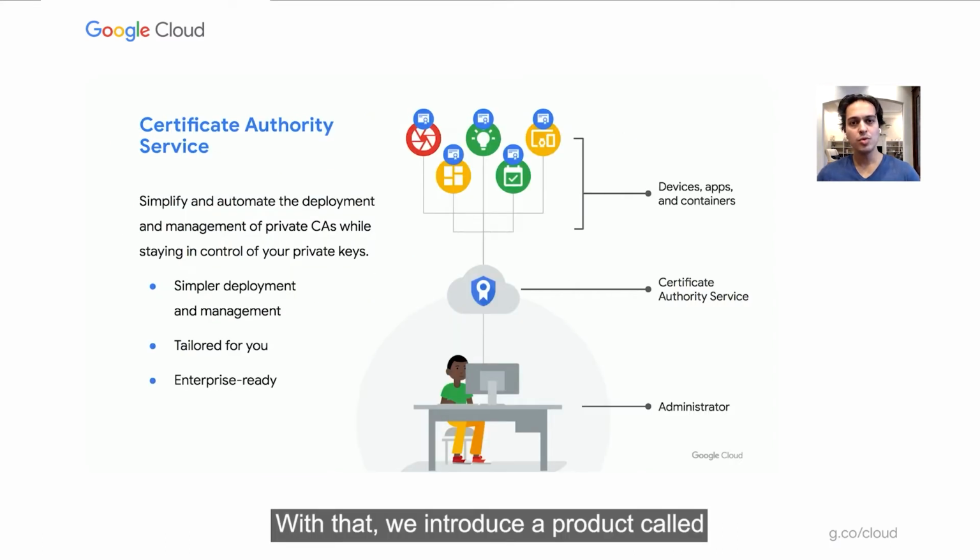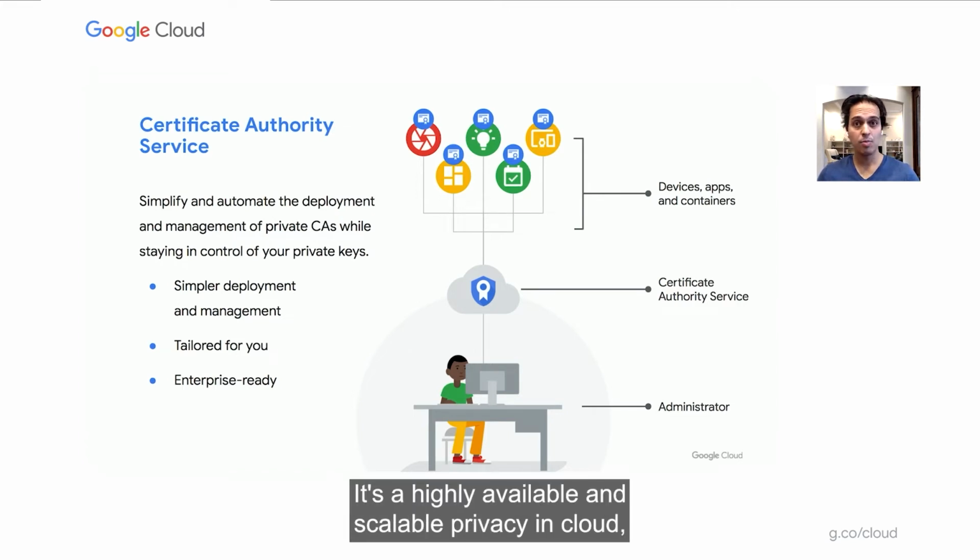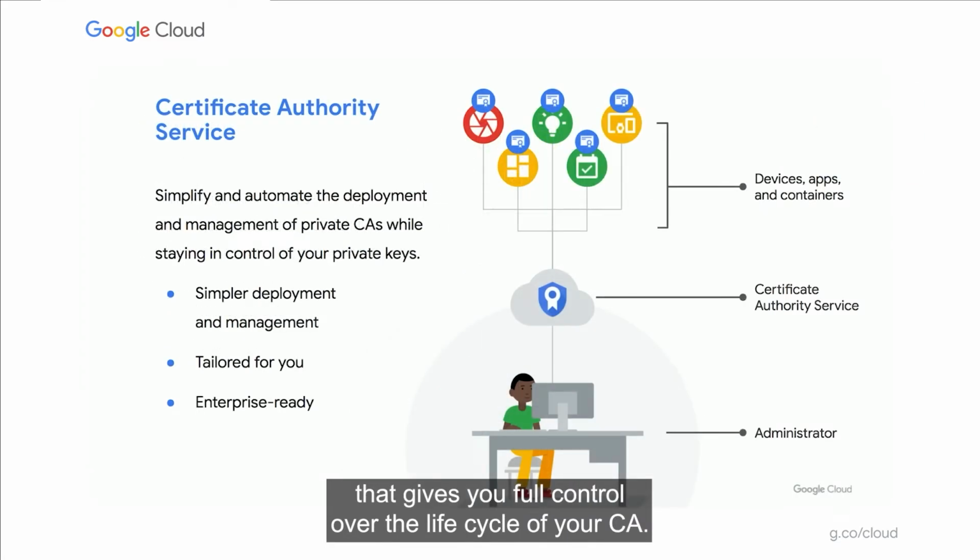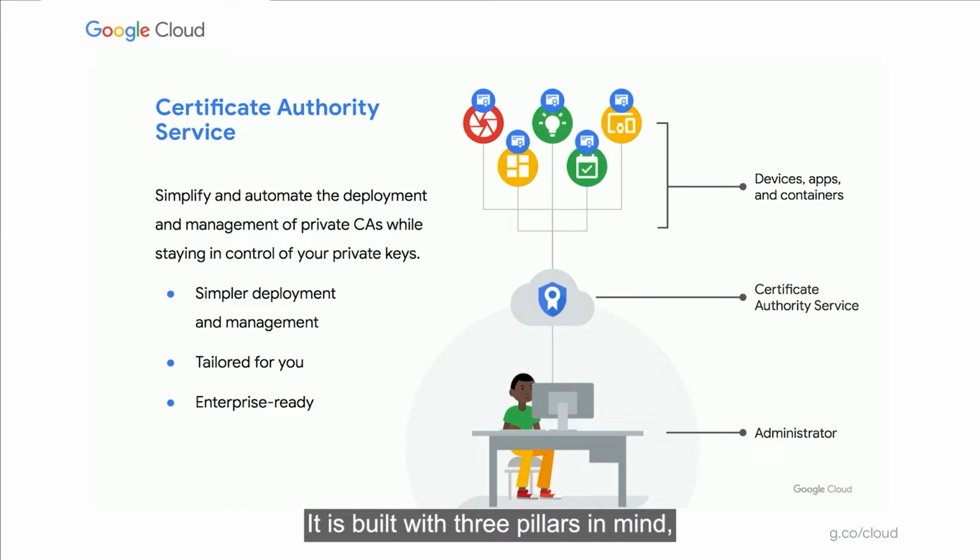With that, we introduced a product called Certificate Authority Service. It's a highly available and scalable private CA in the cloud that gives you full control over the lifecycle of your CA. It is built with three pillars in mind. One is simplicity. With CA Service, you can configure a CA in a matter of seconds rather than the months it used to take. Second is that it's tailored for you, meaning that you can customize almost everything about the CA.